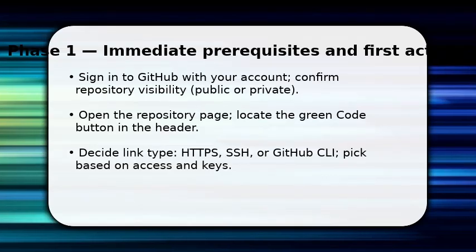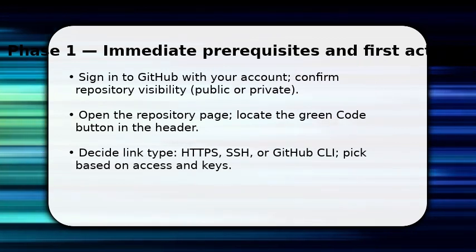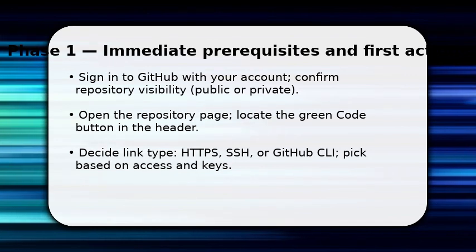You'll start by confirming prerequisites. You must be signed in and able to view the repo and know whether you need HTTPS or SSH access. Once signed in, open the repository page and focus on the top right area where the green code button sits. Click that button now. It reveals 3 link formats.